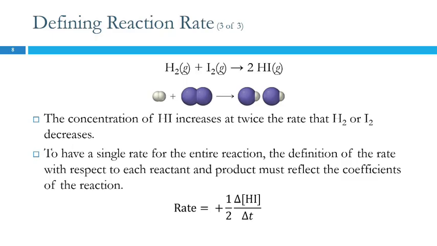The HI, the HI, increases at twice the rate. This is, again, see, I do this all the time. I just said most of this on this slide. I get ahead of myself. So in order to have a single rate, we have to define it with the coefficients. So because this has a coefficient of 2, then we put 1/2 in front of it.